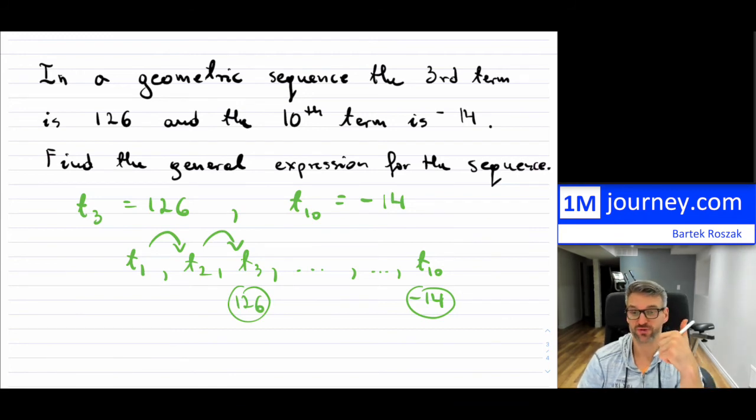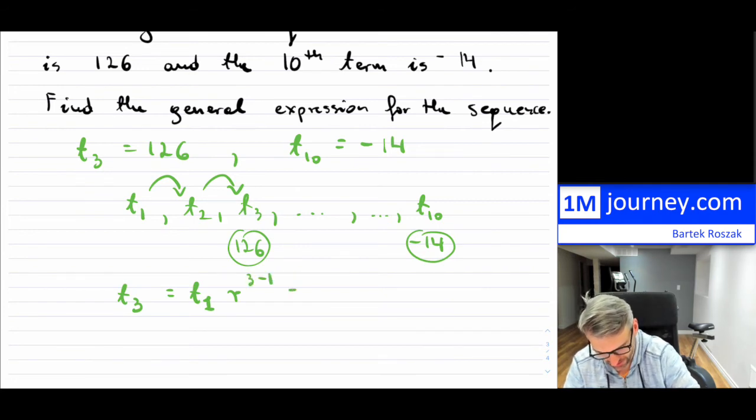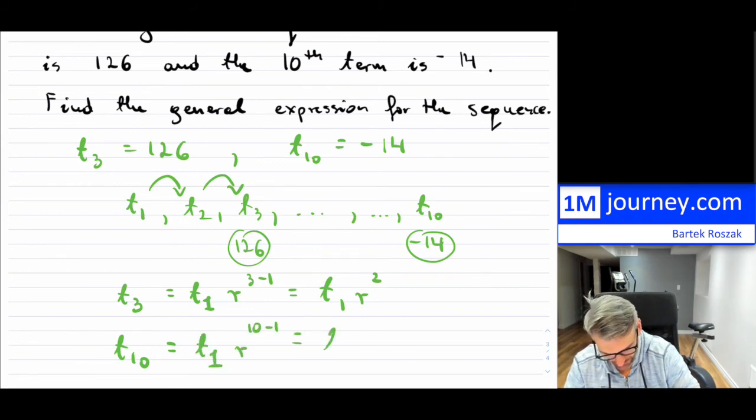So we need to know the first term and we need to know what the ratio is. But we know that it's a geometric sequence, so we know that there is a ratio. What that means is you can write T3 is equal to whatever term 1 was, multiplied by R to the n minus 1, but in our case it's 3 minus 1. So T1 R to the 2. We also know our term 10, and that is again T1 R to the 10 minus 1, and this is going to be 9.